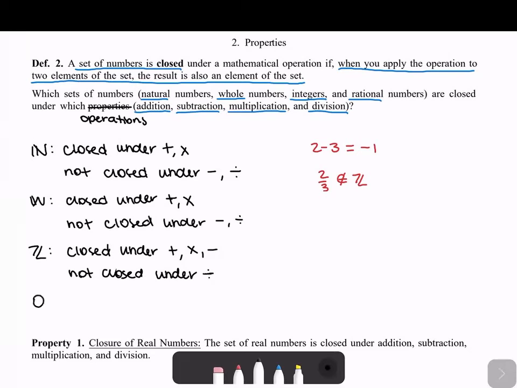So lastly, we're going to talk about the rationals. So just think about all the things we learned in chapter 6. We saw that when we added two fractions, we still got fractions. When we multiplied, when we subtracted, and when you divide, all of these things, you still get fractions.